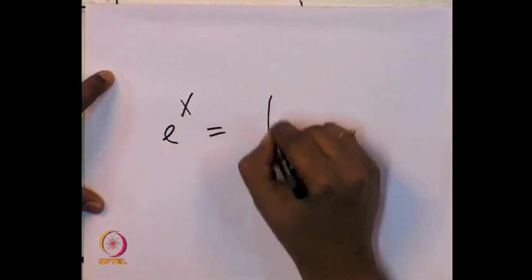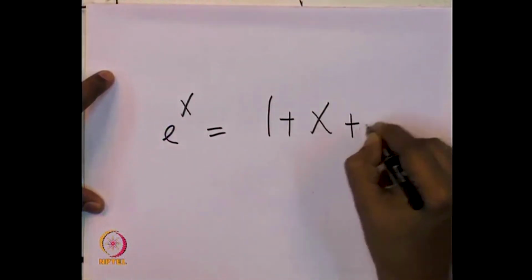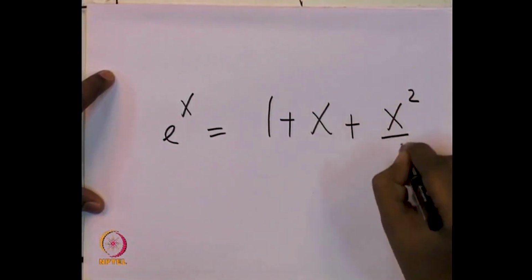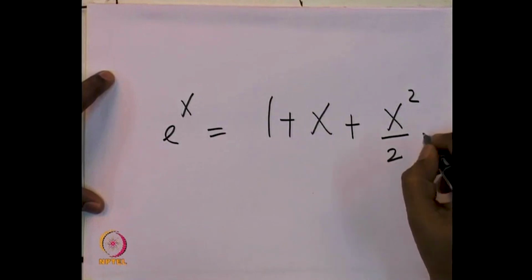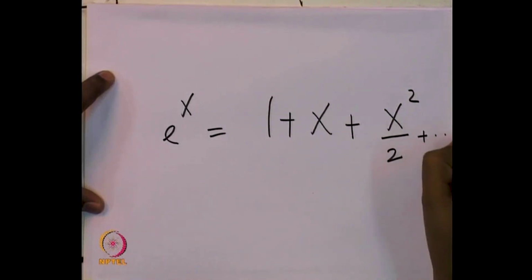Now we saw many curves. Let us also ask about this curve. Most of the curves we saw, e power x for example, is an increasing function. As x increases, e power x increases. Now there could be some examples where things decrease. So we saw that e power x is 1 plus x square by 2 plus so on and so forth.